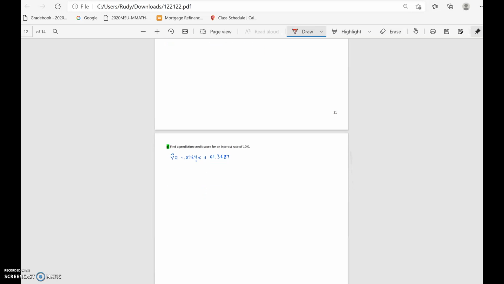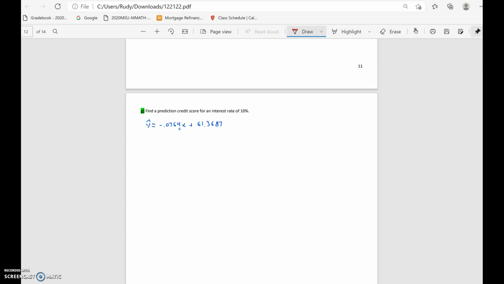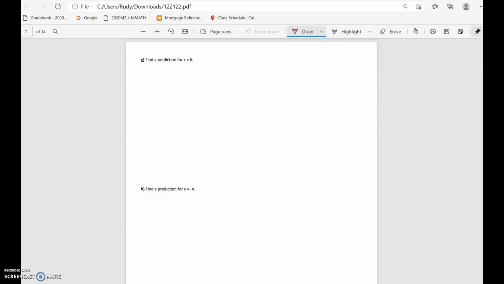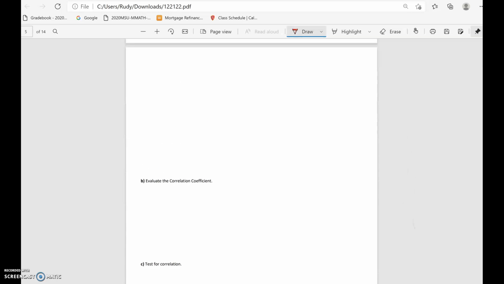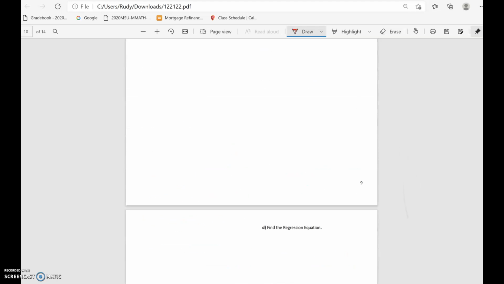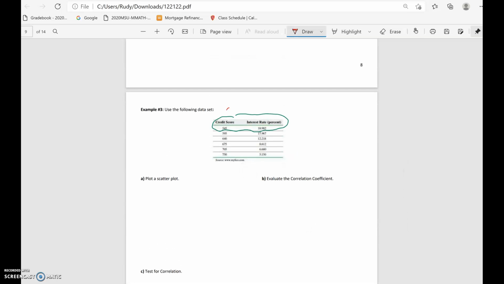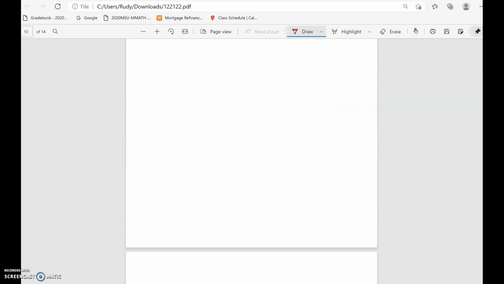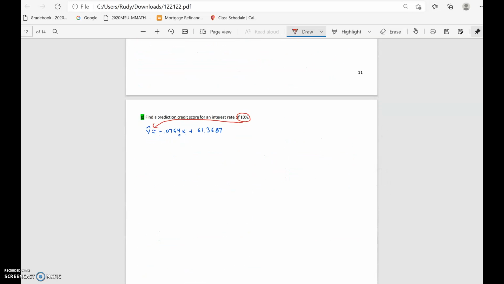Let's move on into part G. Now, they want us to find a prediction for an interest rate of 10%. So in this case, the 10 is going to go for your y hat. Remember that on the data set, your x's represent the first data set, and then your y's is your second one. Because you're given a percentage or an interest rate, that would be a y value. So for this particular problem, we're simply going to substitute 10 here.